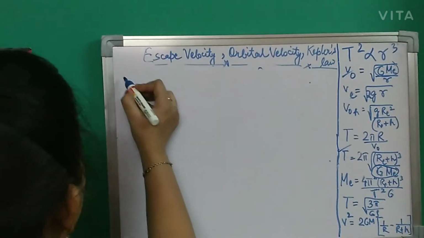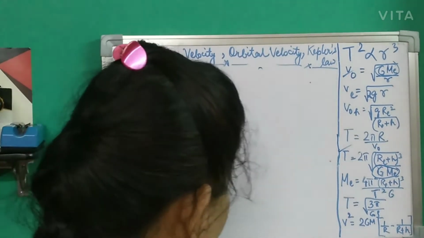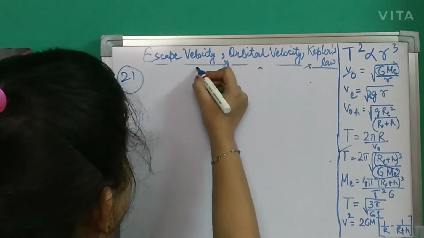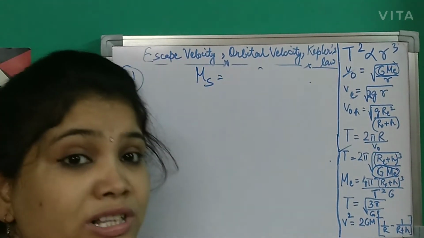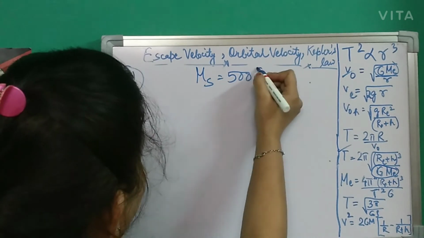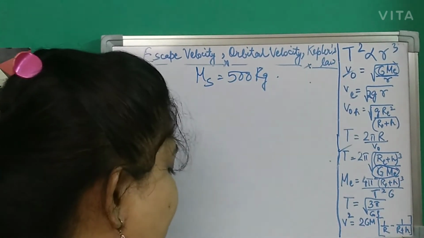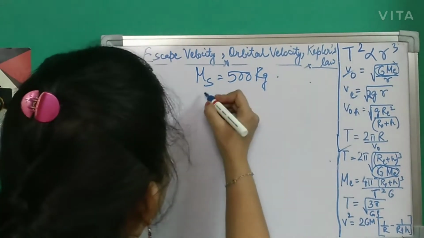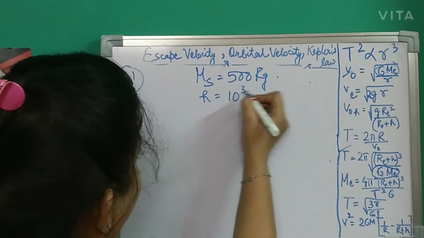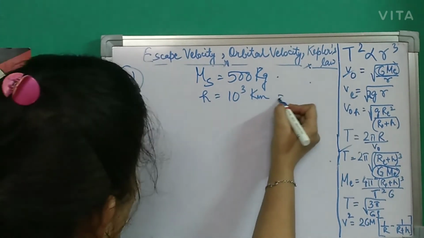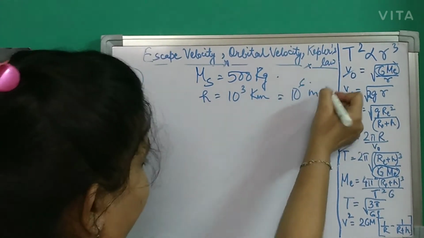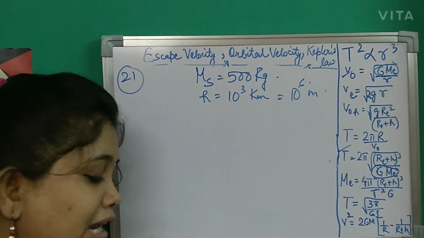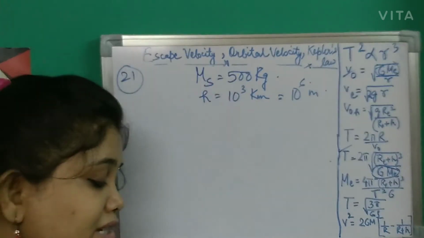Okay, now let's do sum number 21. What is sum number 21? A 500 kg satellite. So here the mass of the satellite is given to us: 500 kg. It revolves around Earth at a height of 10 to the power of 3 kilometer. So h is given as 10 to the power 3 kilometer, which can be written as 10 to the power 6 meter, right? Above the earth's surface, calculate, assuming circular velocity, the speed of the satellite.